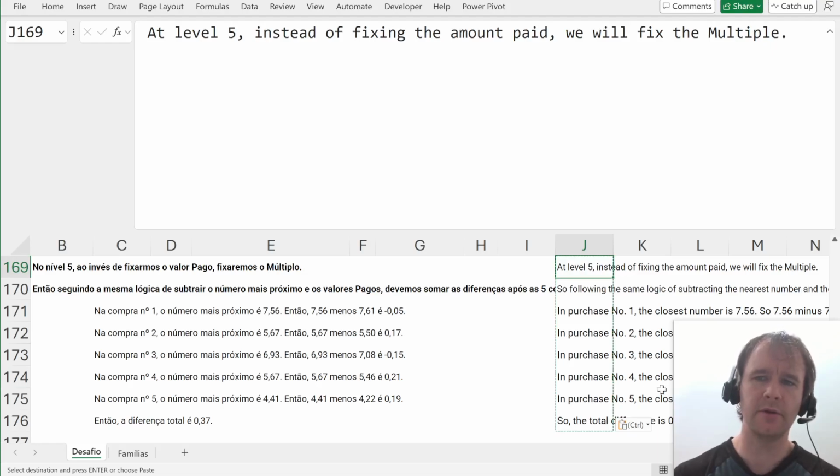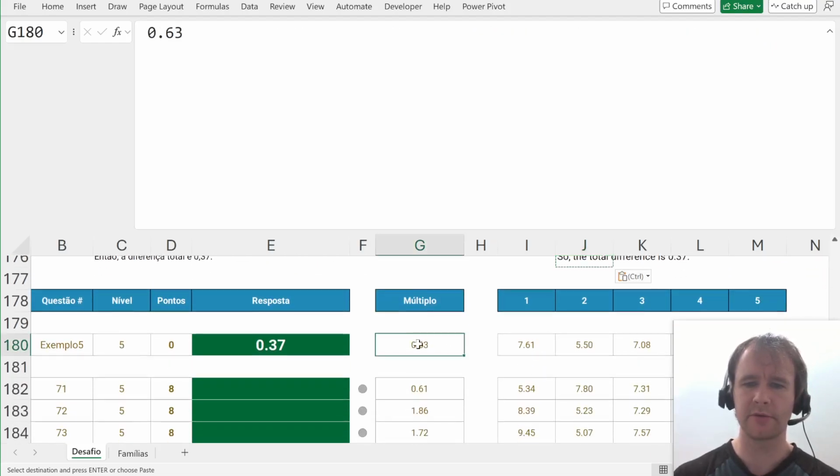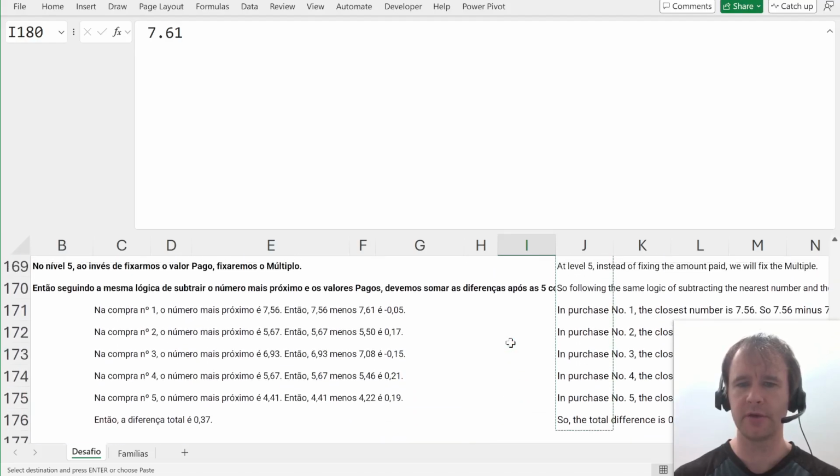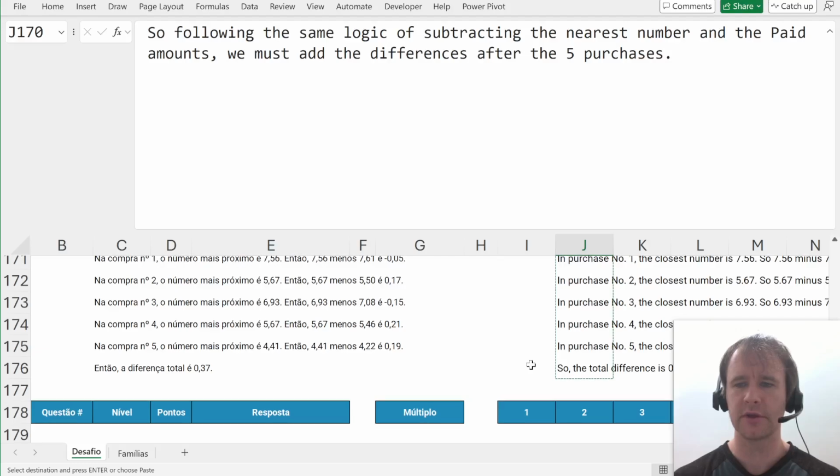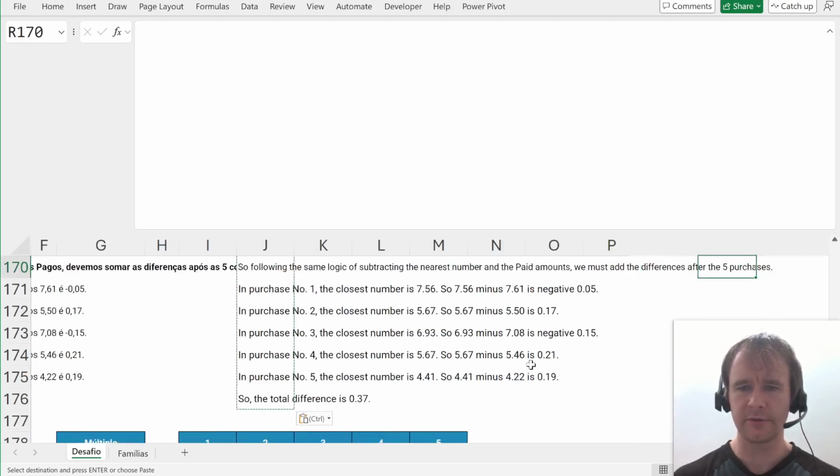Instead of fixing the amount paid, we fix the multiple. Makes sense. Now we've just got one multiple, but 5 different amounts paid. It's following the same logic of subtracting the nearest number and the paid amounts. We must add the differences after the 5 purchases. And is it a signed difference or an absolute difference? That's negative. That's negative. So yes, it is a signed difference.